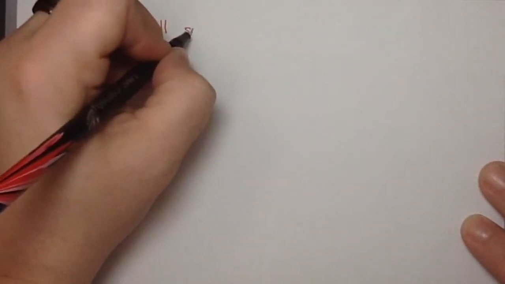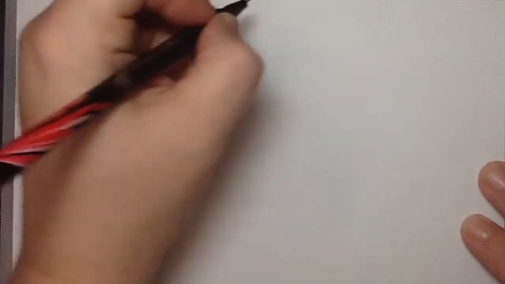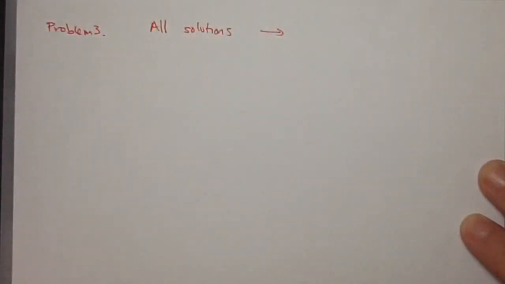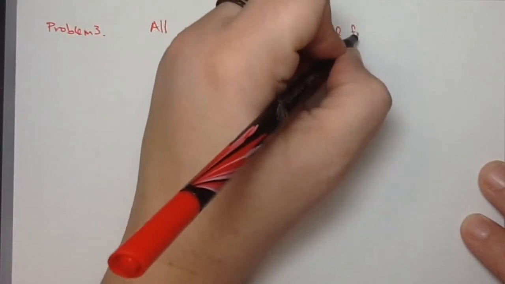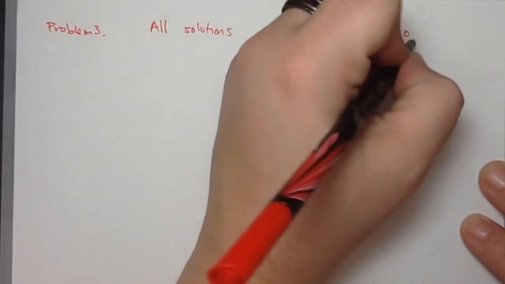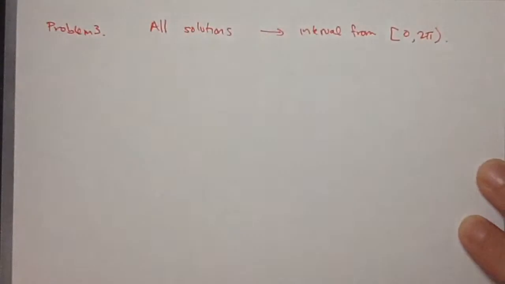All right, my friends, we are asked in problem 3 to find all solutions, and then find particular solutions on the interval from 0 to 2 pi. All right, there are several problems in this list, and we're gonna get them all done.